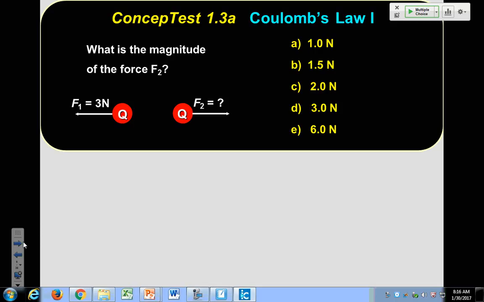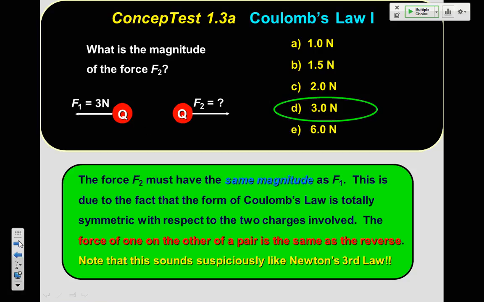And then, remember our Coulomb's law, F is KQQ over R squared. So notice that I have both charges in this expression. If I change one of the charges, it changes the force on both of the charges. Think of that as Newton's third law.